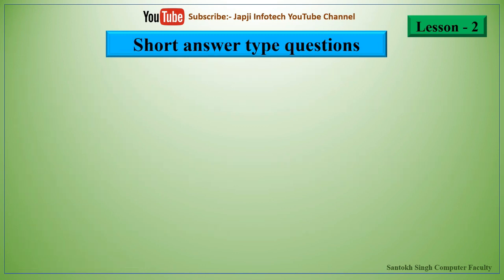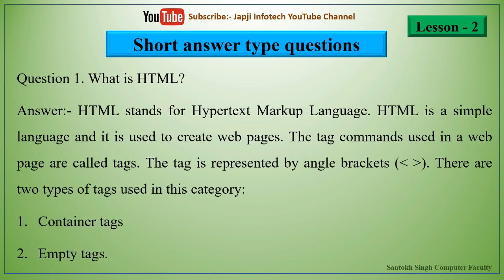So now we will learn about short answer type questions. Our first question is, what is HTML? So HTML stands for Hypertext Markup Language. HTML is a simple language and it is used to create web pages. The tag commands used in a web page are called tags. The tag is represented by angle brackets. There are two types of tags used in this category. The first one is container tag and the second one is empty tag.